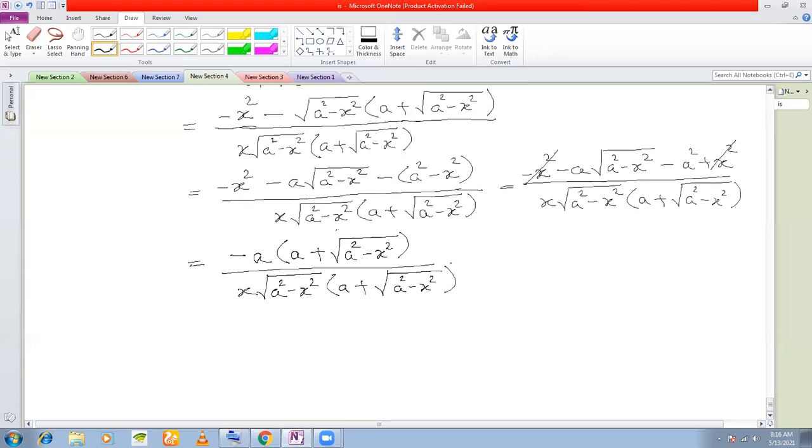Fine. Now what will happen? See, this one and this one is going to cancel. So you're only left with minus a by x root a square minus x square, and that is your answer. I hope this is clear.